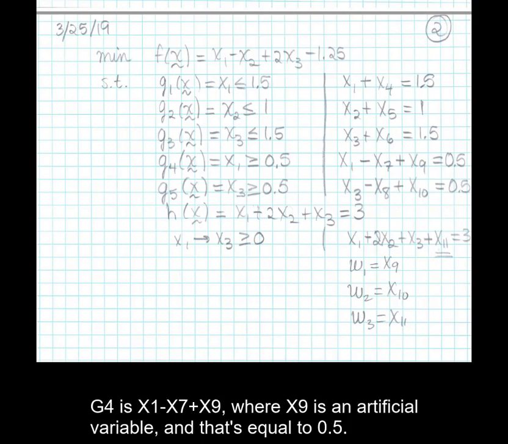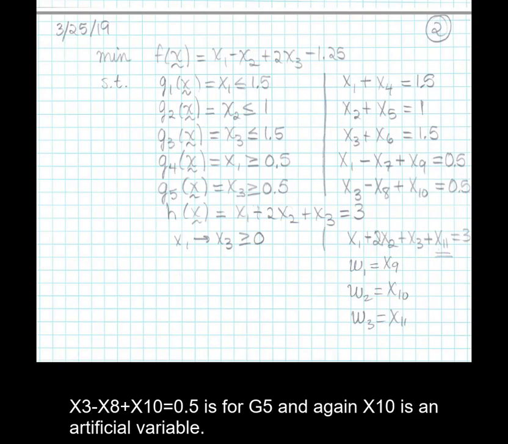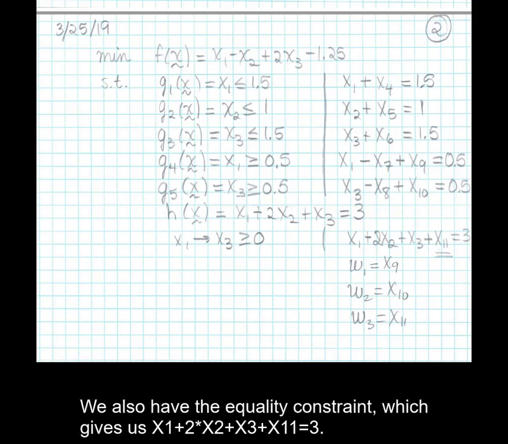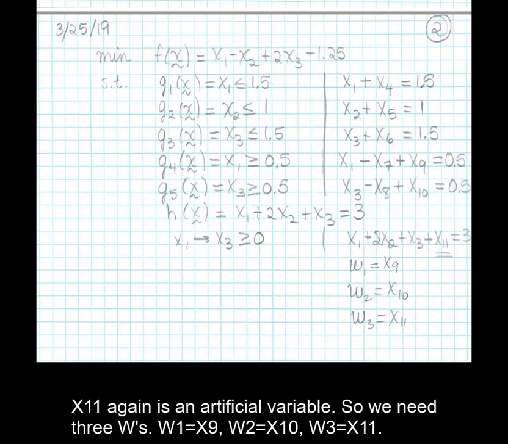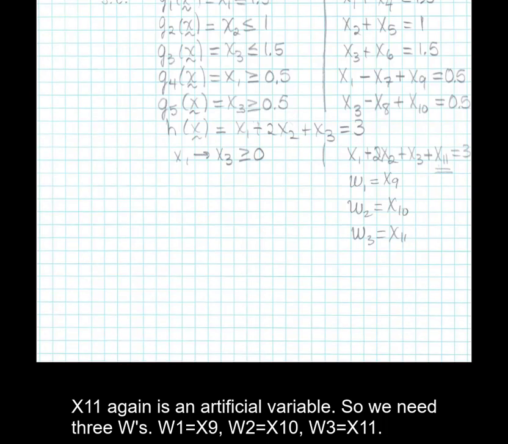G4 is x1 minus x7 plus x9, where x9 is an artificial variable, and that's equal to 0.5. x3 minus x8 plus x10 equal to 0.5 is for G5, and again, x10 is an artificial variable. We also have the equality constraint, which gives us x1 plus 2x2 plus x3 plus x11 is equal to 3. x11 again is an artificial variable. So we need 3 w's. w1 is equal to x9, w2 is equal to x10, w3 is equal to x11.